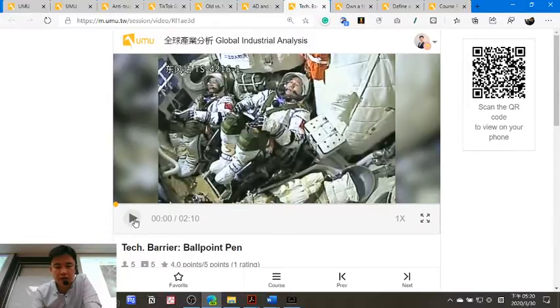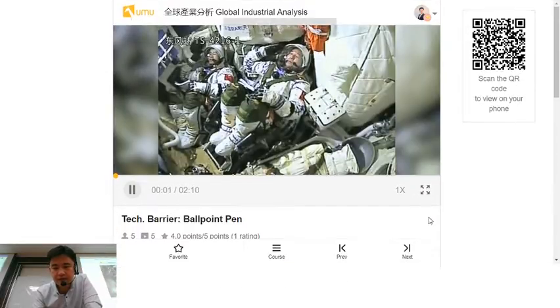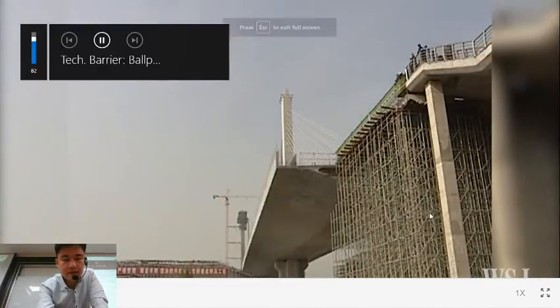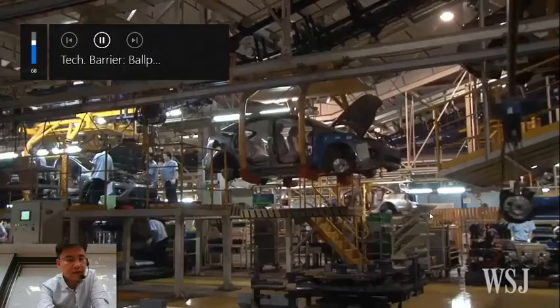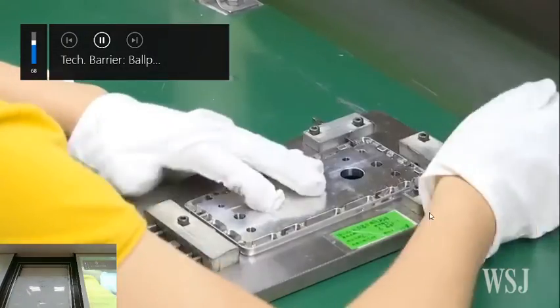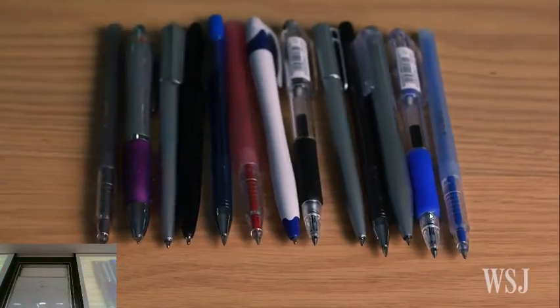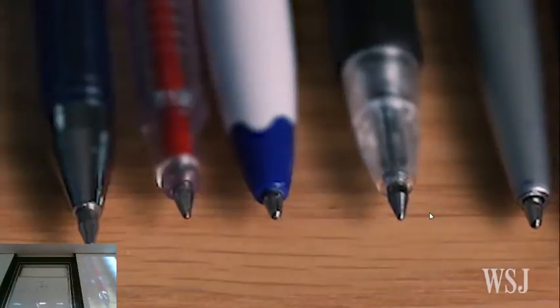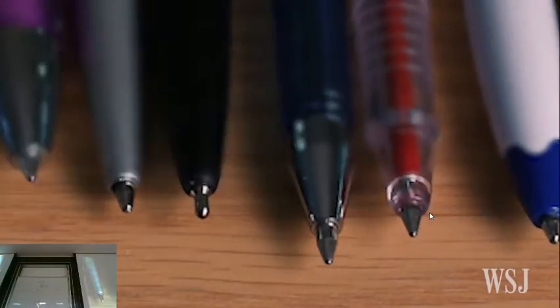So for example, this video. China has sent people to space. It's built infrastructure at record speed and has been the biggest producer of the world's goods for the last 6 years. But there's one thing it's always struggled to make: the ballpoint pen. Or to be more precise, the tiny ball casing in the tip.